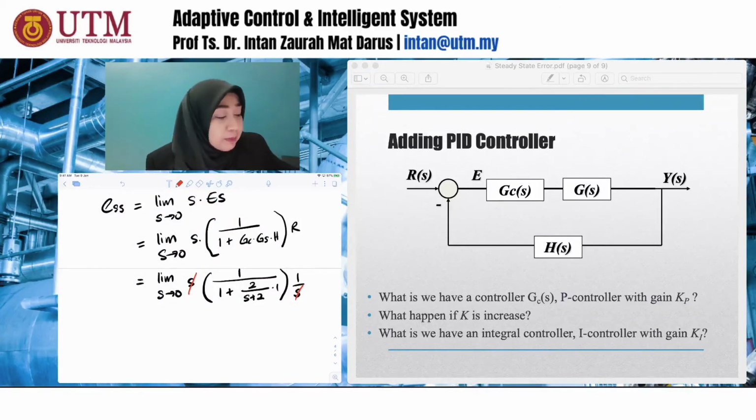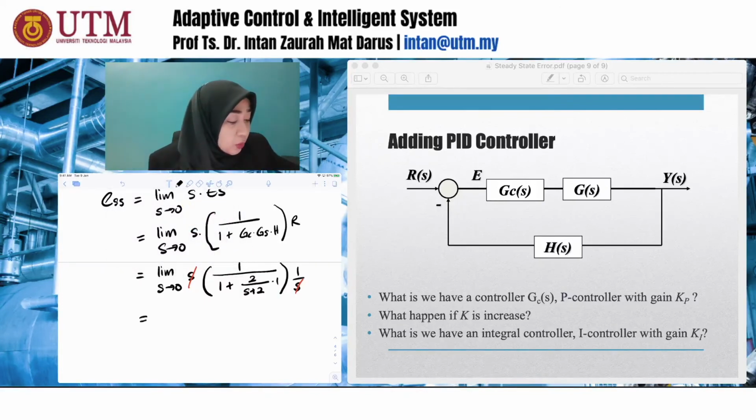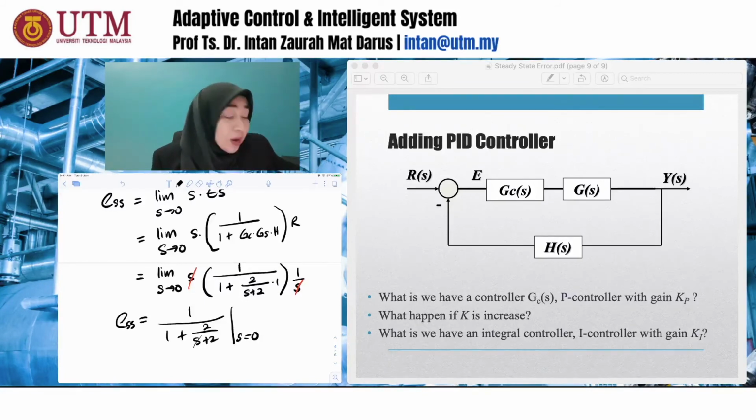Right? Then when we put the value of S equals to 0 into this equation, what we're going to have is that your ESS will be 1 plus 2 over S plus 2, and with S becoming 0, you're going to have 2 over 2 is 1. 1 plus 1 is 2. 1 over 2 is 0.5. Okay.